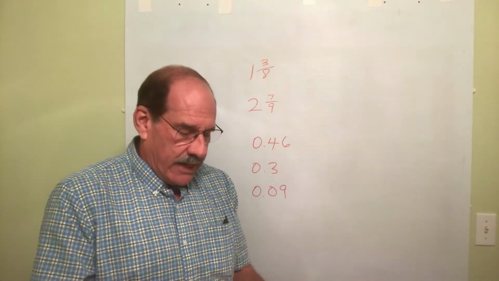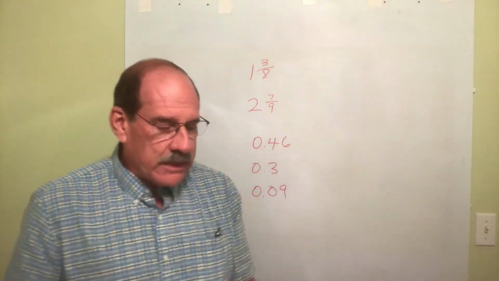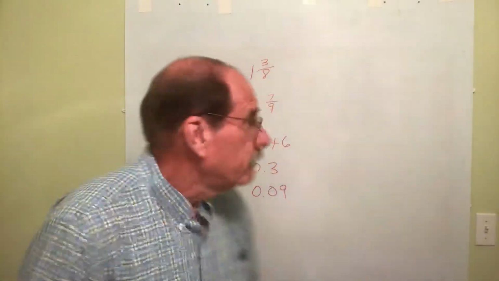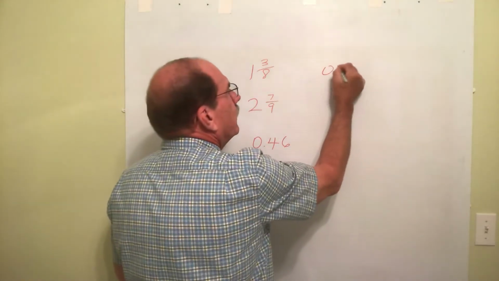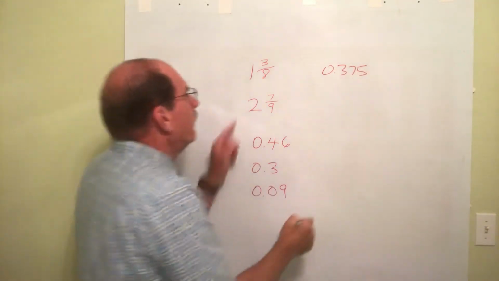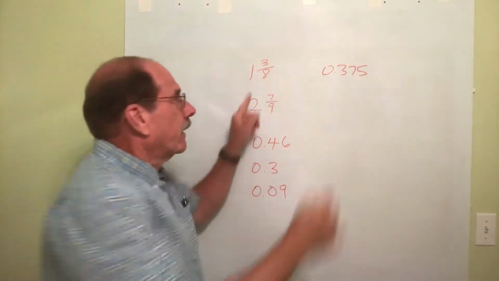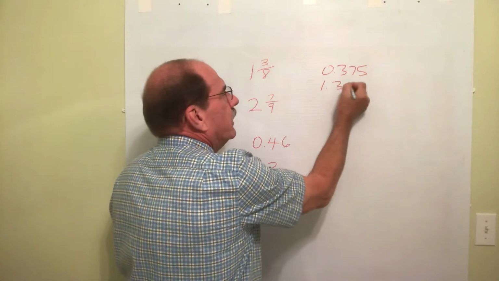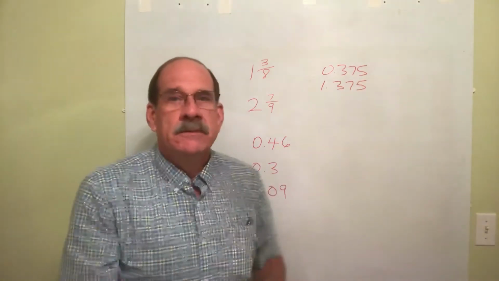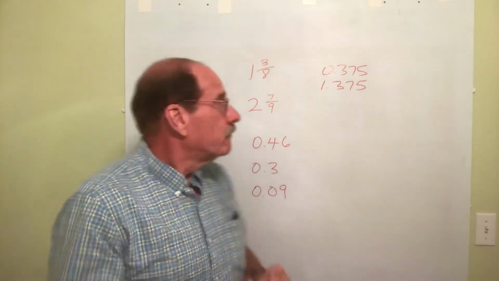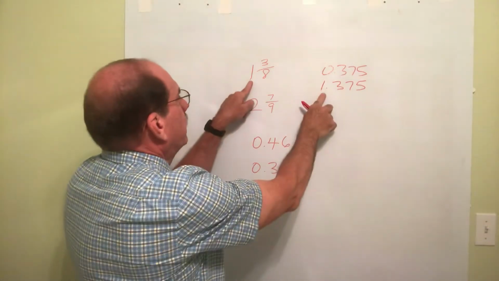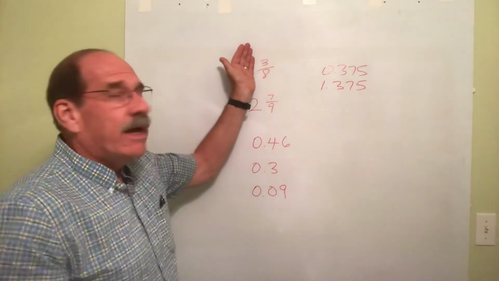3 divided by 8 is 0.375. Well, 0.375. But that 1, that'd make it 1.375. Hope you caught that. So that's the 1, and then the 0.375 is 3/8.